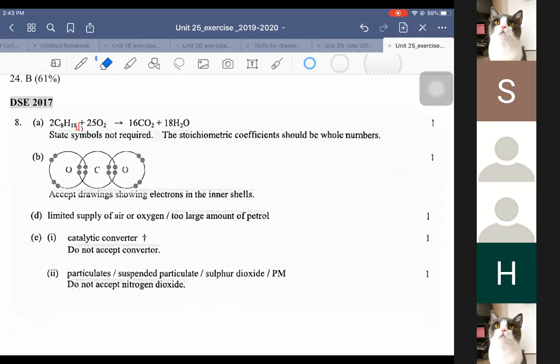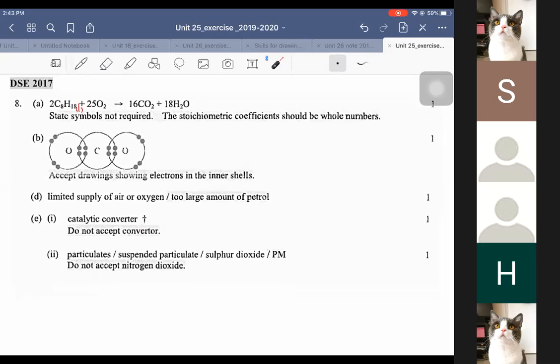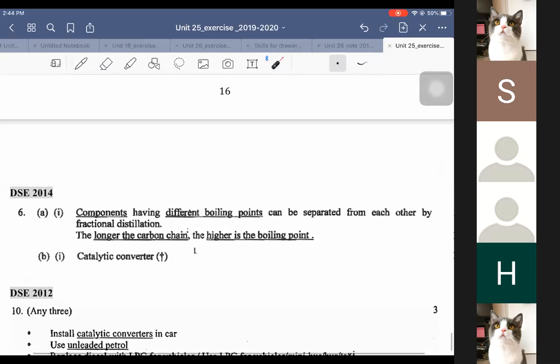And next part, just be careful with the spelling. Some of you wrote a catalyst converter. It should be catalytic converter. Okay, and the rest of them, no problem.